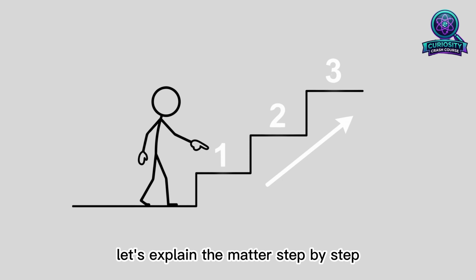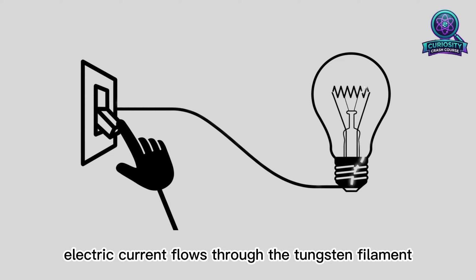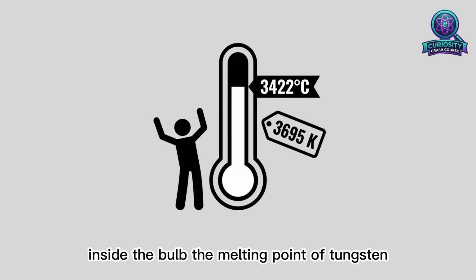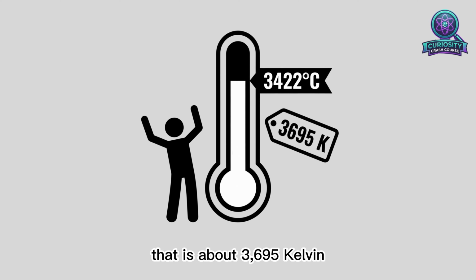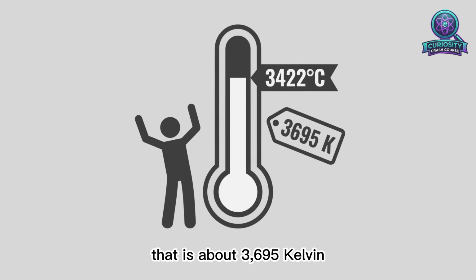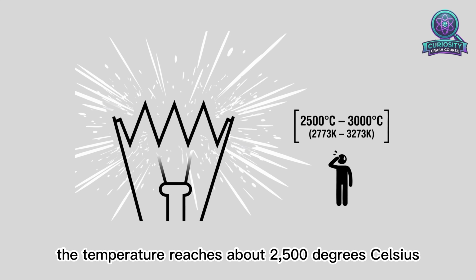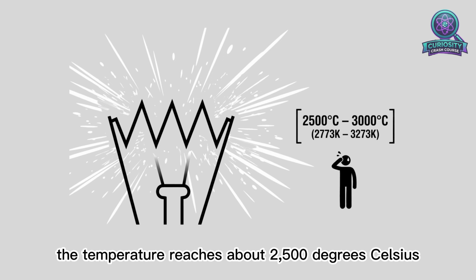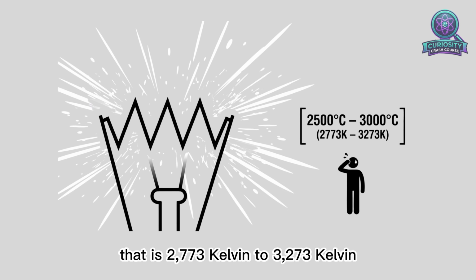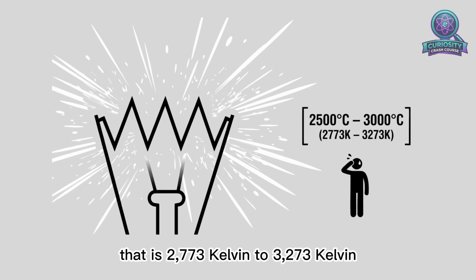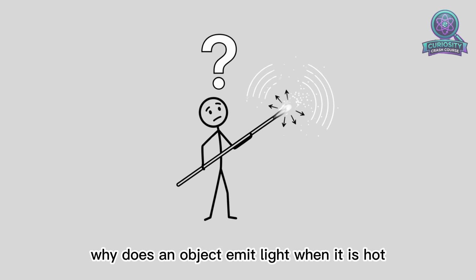Let's explain the matter step by step. Step 1. When you press the switch, electric current flows through the tungsten filament inside the bulb. The melting point of tungsten is about 3,422 degrees Celsius. That is about 3,695 Kelvin. When a high current flows through it, the filament becomes extremely hot. The temperature reaches about 2,500 degrees Celsius to 3,000 degrees Celsius. That is 2,773 Kelvin to 3,273 Kelvin. Now the question is, why does an object emit light when it is hot?